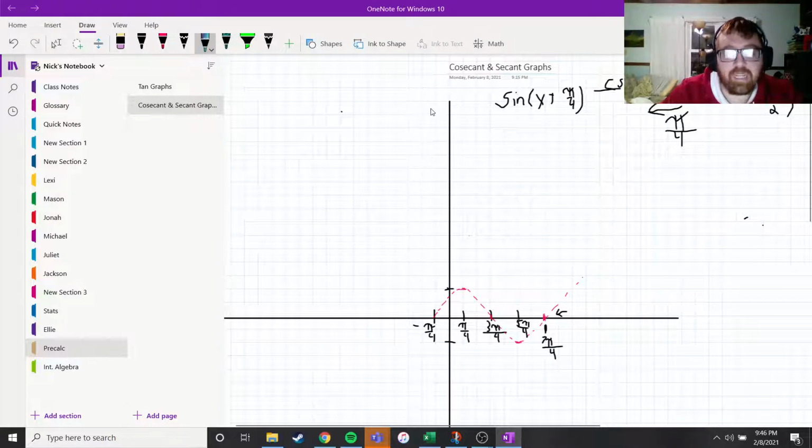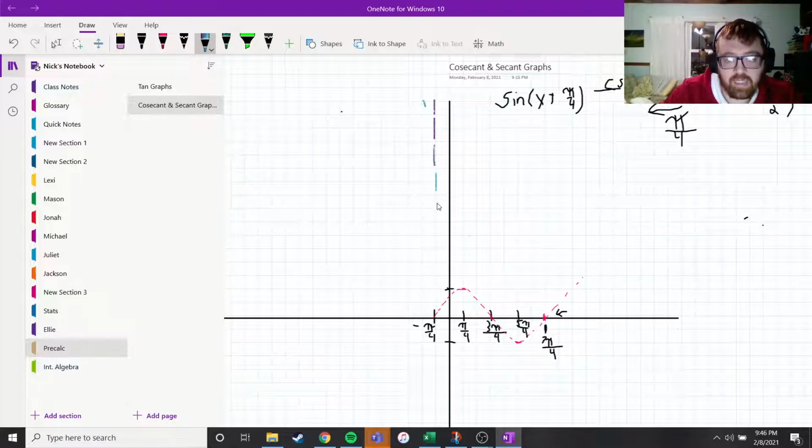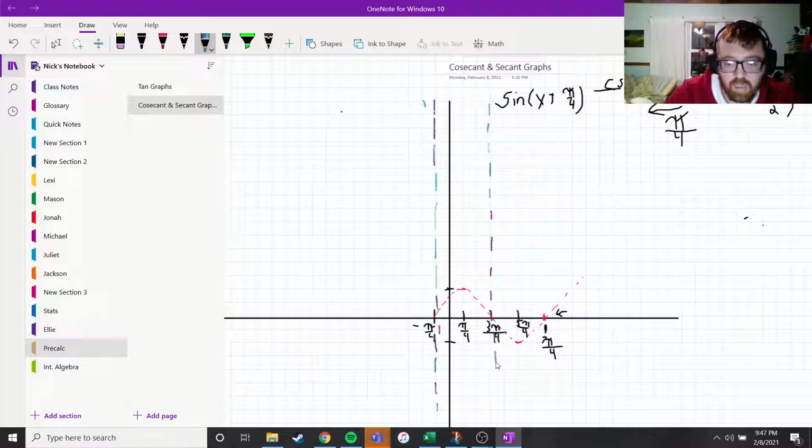Now we draw our asymptotes where our line crosses, where we cross the x-axis. So that's going to be at negative pi over 4. It's going to be at 3 pi over 4. And it's going to be at 7 pi over 4.